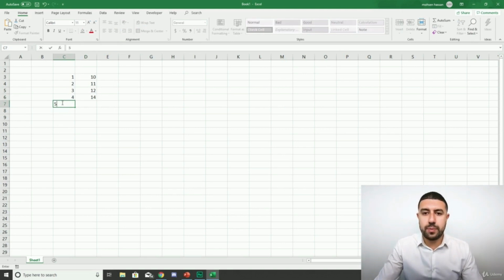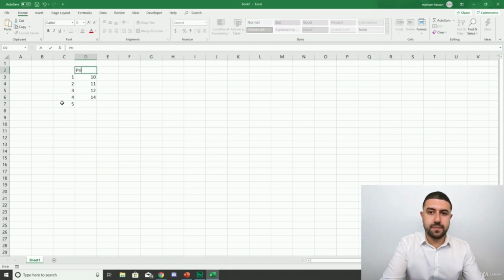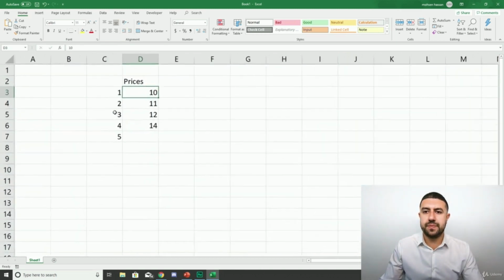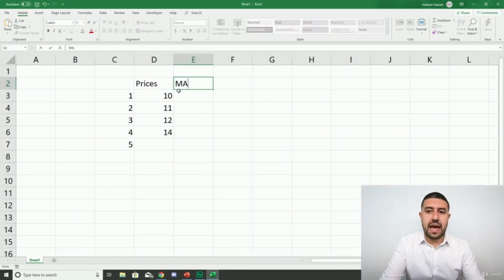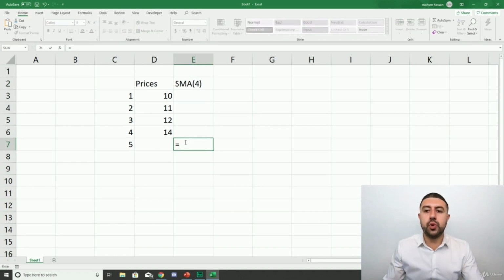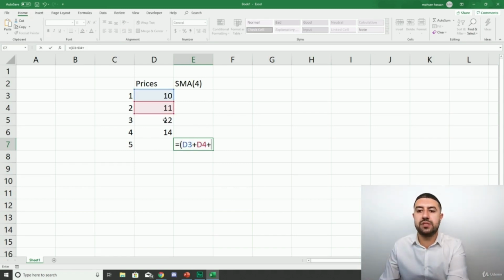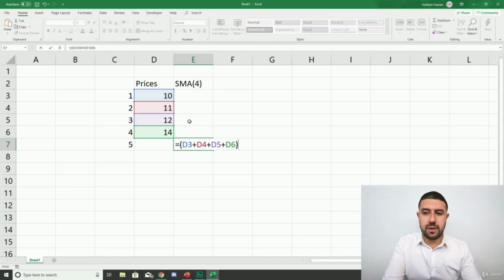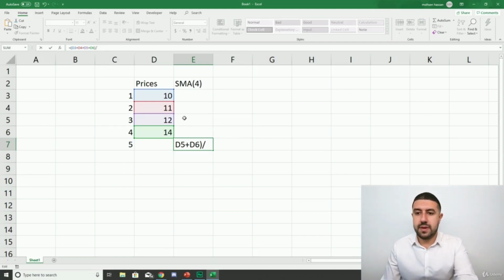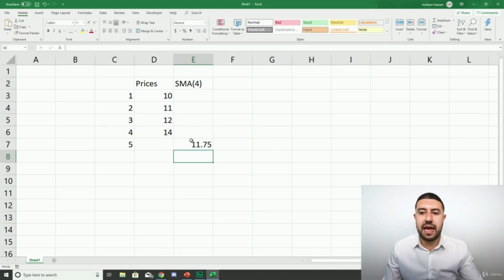Now, on the 5th day, this is the prices here, and I'll zoom in a bit. You have the prices. Here I'm going to have the moving average, the simple moving average, and we'll call this 4 because it's 4 periods. I want to compute the average of these 4 previous days. Well, the average is the first day plus the second day plus the third day plus the fourth day. This is the sum, so I have 47 divided by 4 because there's 4 of them. And this gives me the average of the last 4 days, which is 11.75.